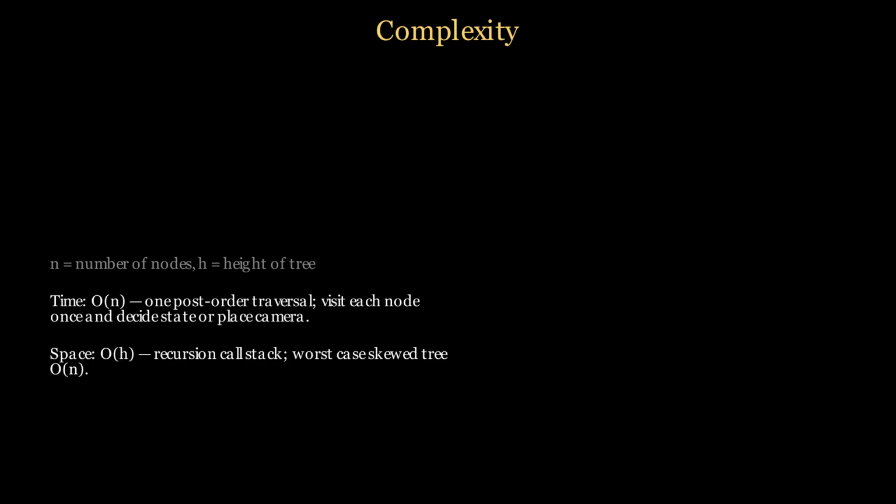This solution uses O of n time complexity, visiting each node exactly once during the postorder traversal. Space complexity is O of h, where h is the height of the tree, due to the recursion stack. In the worst case of a skewed tree, this becomes O of n.